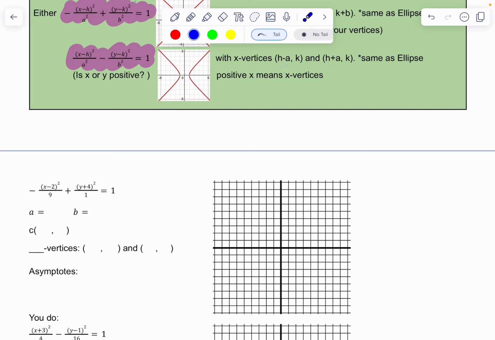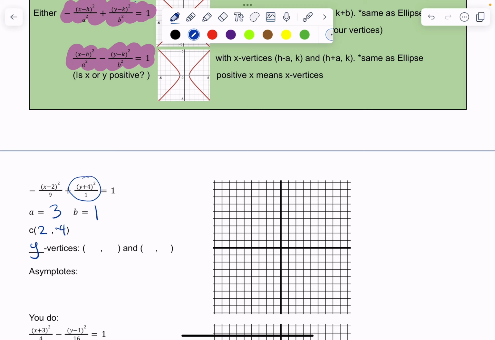Hey, which one's positive? X or y? My y's are positive. So let's do some numbers. My a is going to be 3. My b is going to be 1. My center is going to be 2 and negative 4. Which one was positive? It was the y.